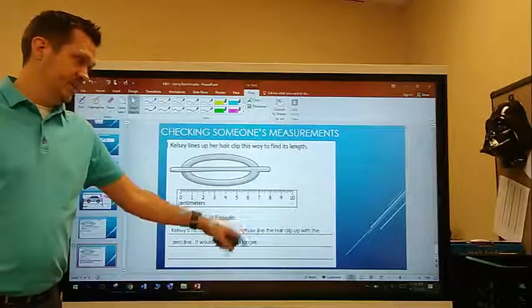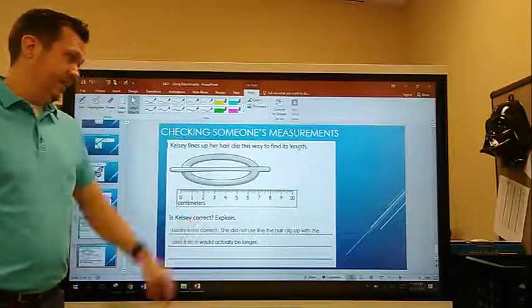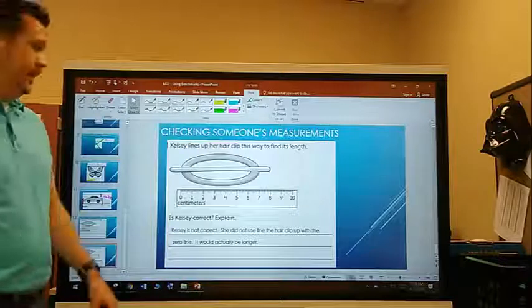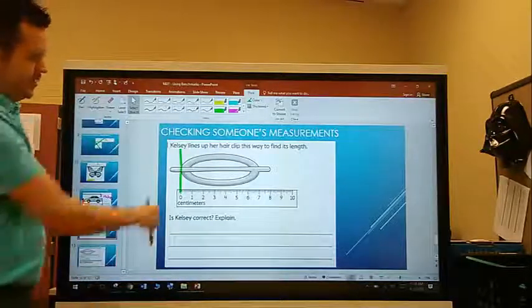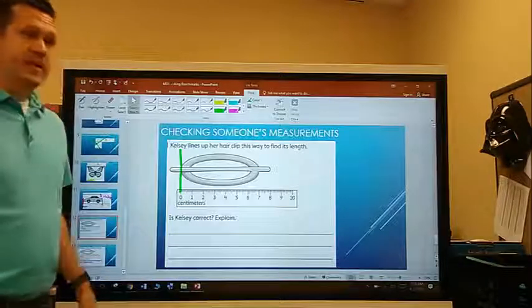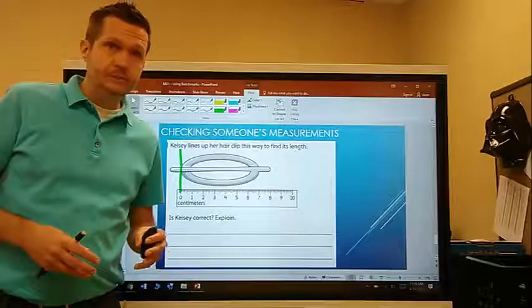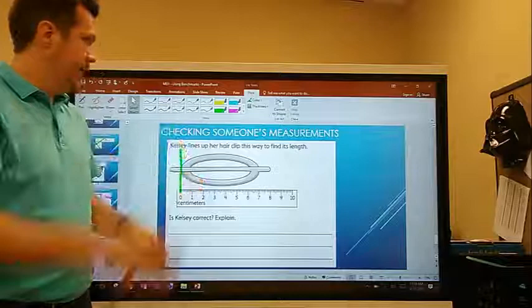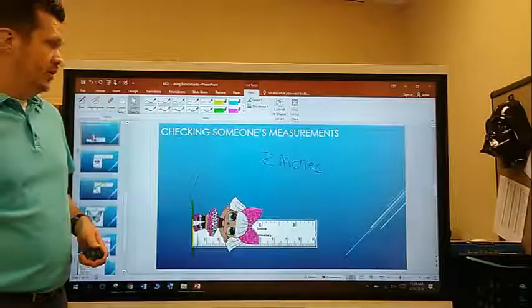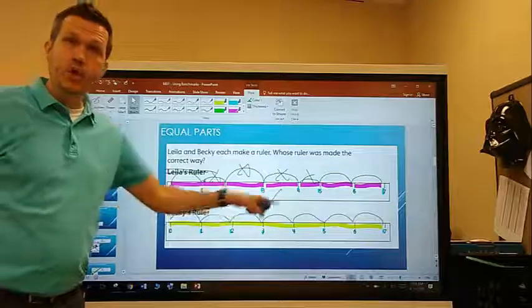She did not use the 0 line. She did not line the hair clip up with the 0 line. It would actually be longer than what it was there. As you can see, she did not line up her 0 line. So remember, when you're checking out people's work, find that 0 line. Make sure that they line that up. And then check the front of the object and the back of the object. And don't forget also, when you're talking about rulers, they have to have equal parts.